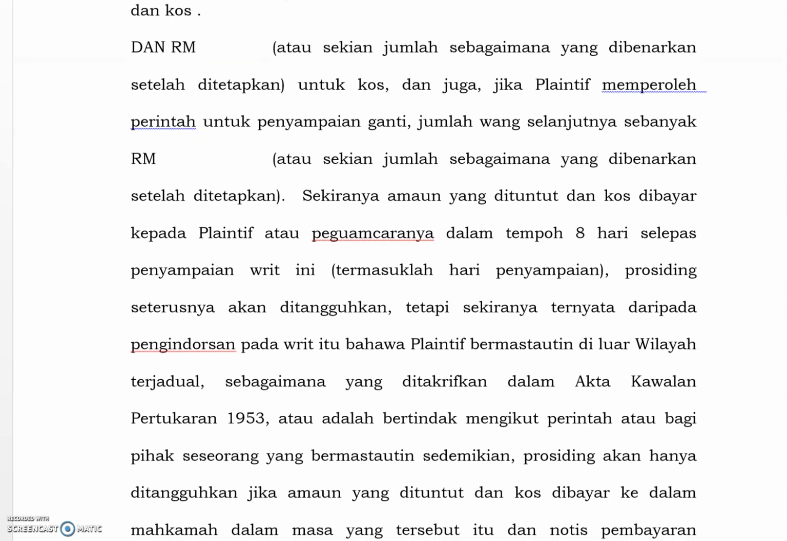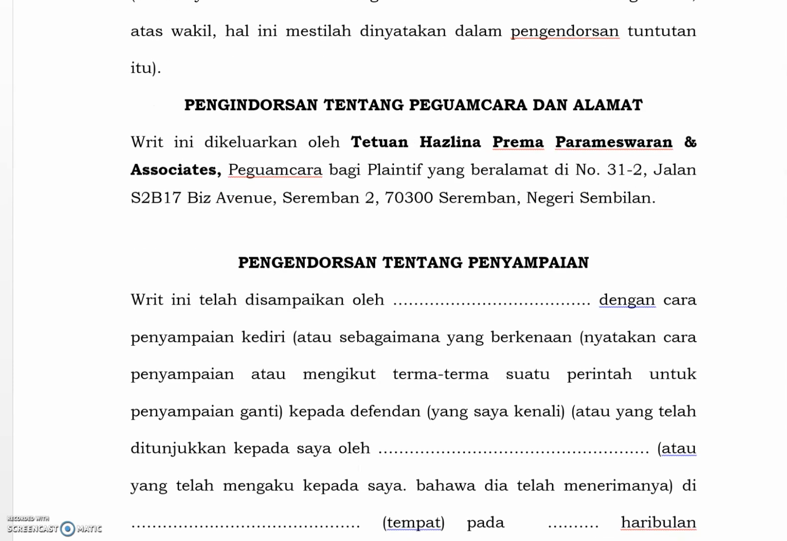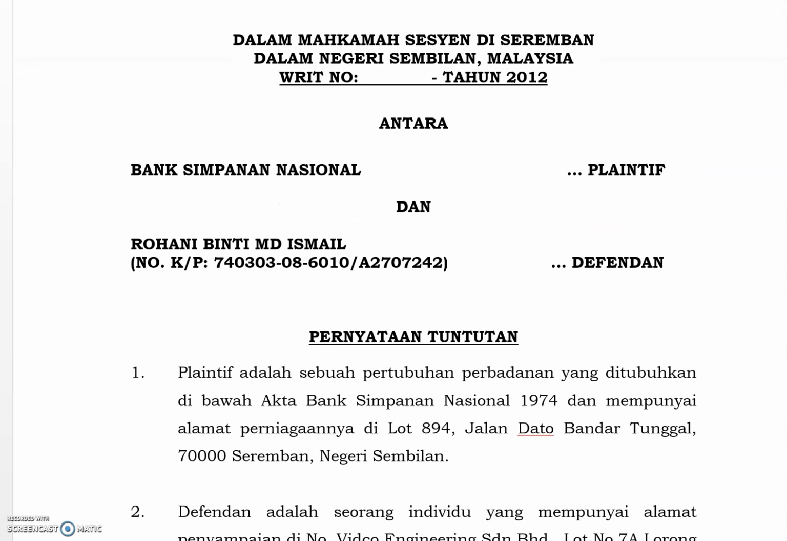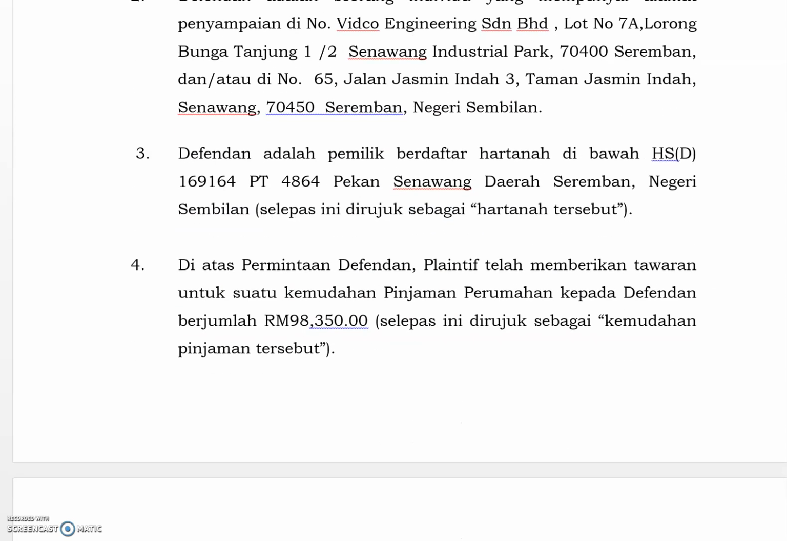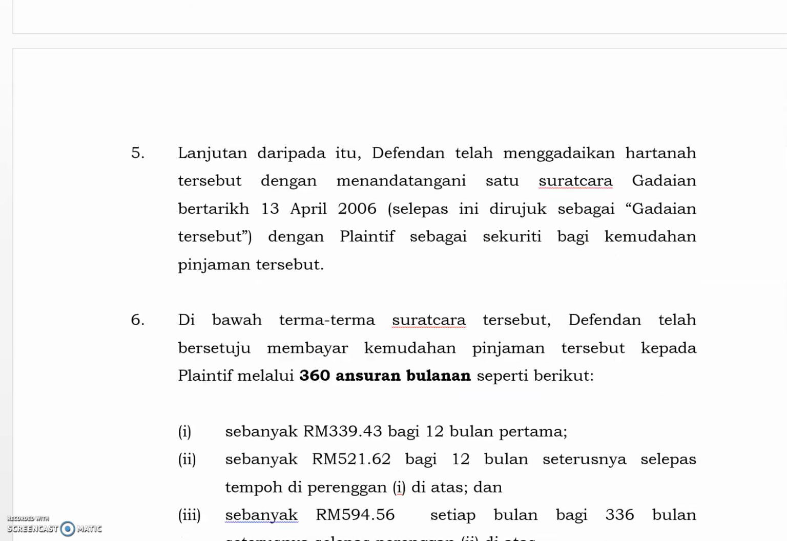These are the endorsement of claim, something like 88,000 plus. This is the endorsement of the lawyer. Then this is the statement of claim. This is the story of the case: who is the plaintiff, who is the defendant. There was a loan given, a loan of 360 months, with a monthly payment of about 339 ringgit and 43 cents. These are the details on the loan. This is a housing loan.